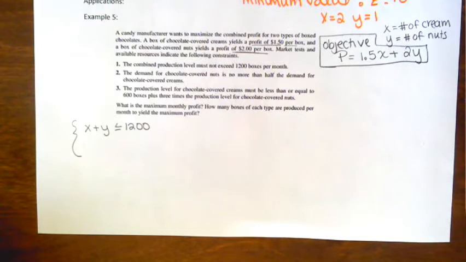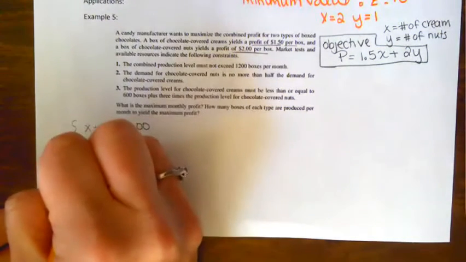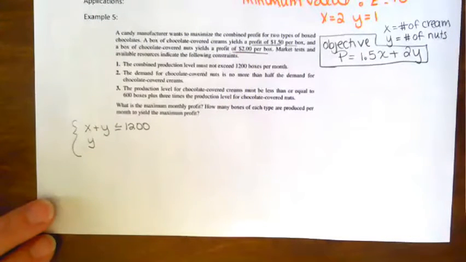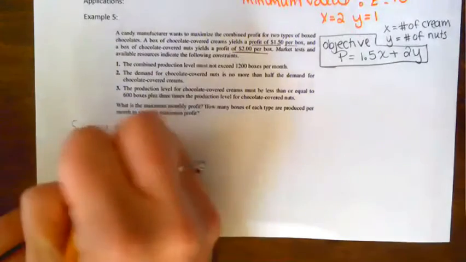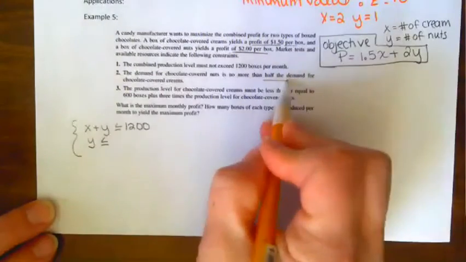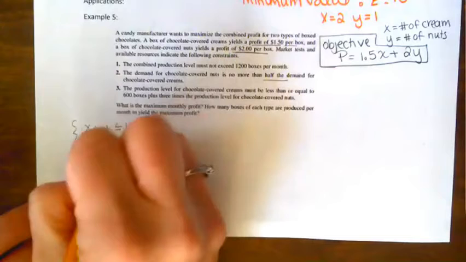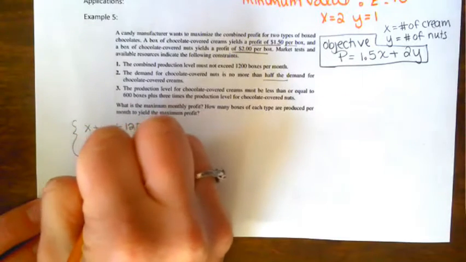Okay. All right. The demand for chocolate covered nuts is no more than half the demand of the chocolate covered creams. So what is my nuts? Is that the X or the Y? Y. No more than. What inequality is that? Less than or equal to half the demand of chocolate covered creams. So wouldn't that be 1/2 times X?